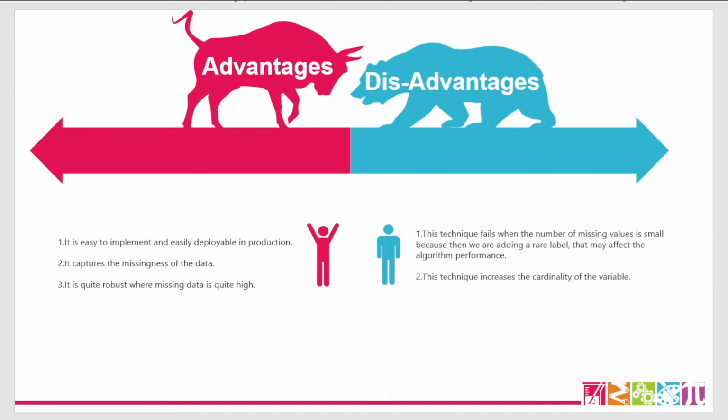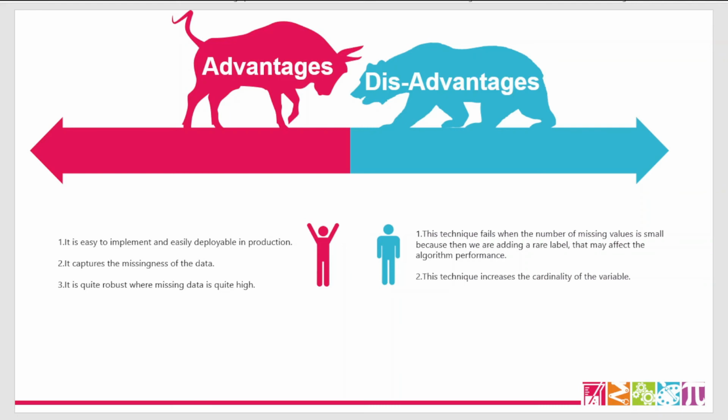Now let's talk about the disadvantages. This technique cannot be used when missing values are small in number, because then we are adding a rare label in the data, and the rare labels are a problem for the algorithms. So suppose you have a height variable, now it has tall, medium, short and some missing values, and the missing value count is less than 5%. And again, the threshold is subjective, different people consider different thresholds.